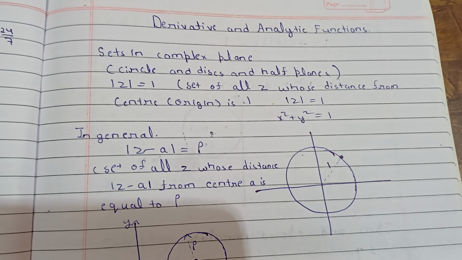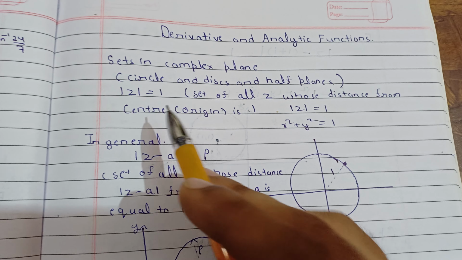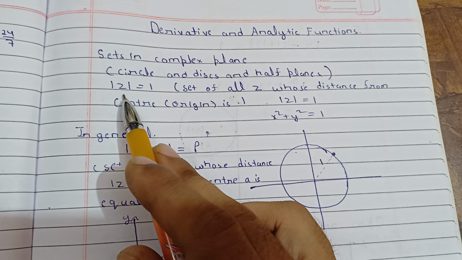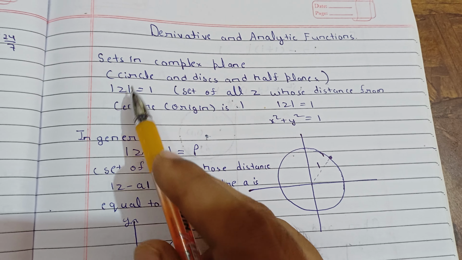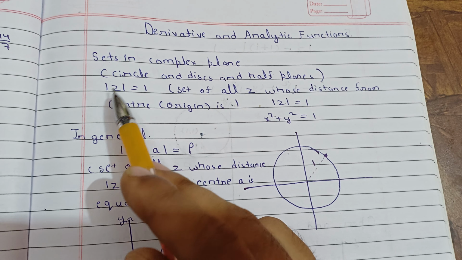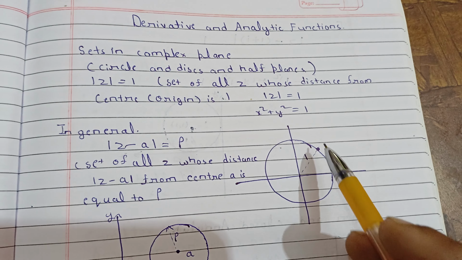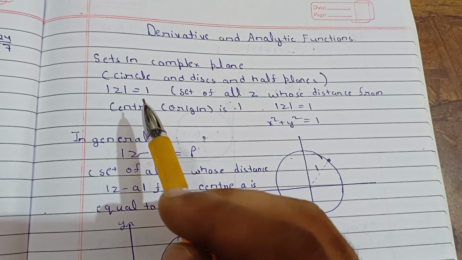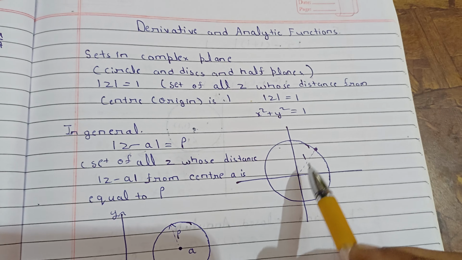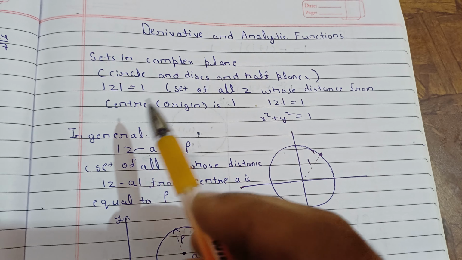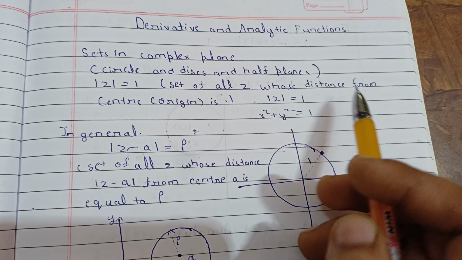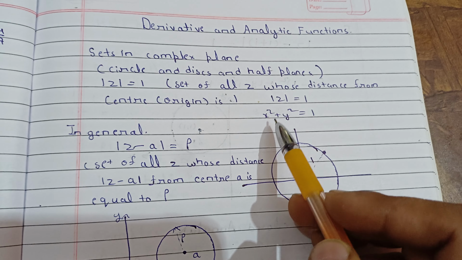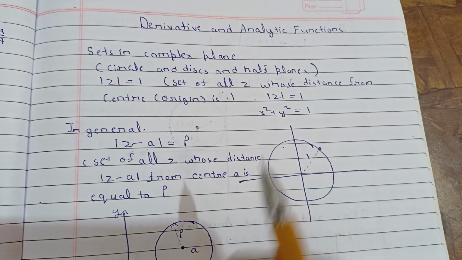Just like we have mod z equal to 1. What does this denote? This denotes the set of all z whose distance from the center, the origin, is 1. Because mod z is nothing but the square root of x square plus y square, and we know from polar coordinates that this modulus represents the distance of that point in the complex plane from the origin. So all the points which have distance 1 in the complex plane will make a circle. That's why this is the equation of a circle. Mod z equal to 1 represents the square root of x square plus y square equal to 1.